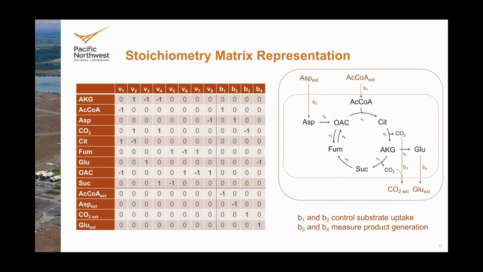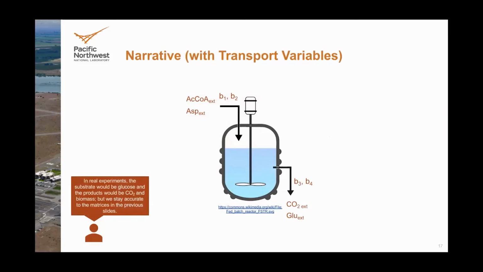So if we take the top half of this matrix now, I should actually say in this slide, just to quickly say, those variables as well, B1 through B4, these are actual variables that you can measure in your lab. So they correspond directly to your substrate uptake and your product generation rates. For this example, it's a little naive. You wouldn't necessarily be measuring glutamate. You might want to be looking at biomass, but I just thought I'd add the variables and the names of the extracellular metabolites to the figure.